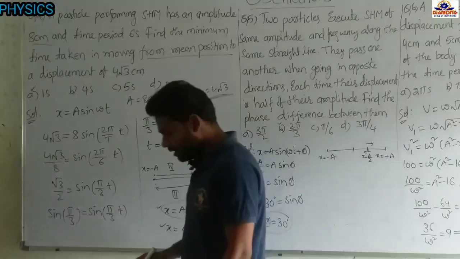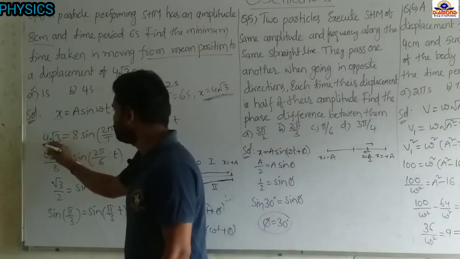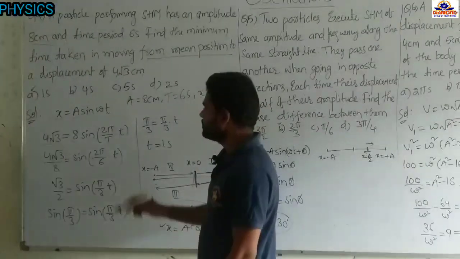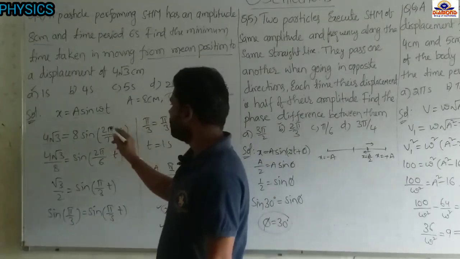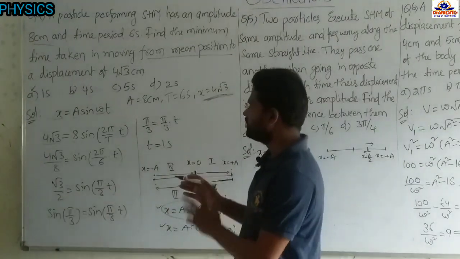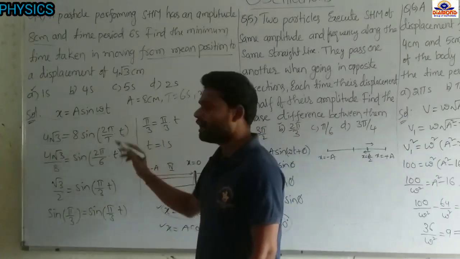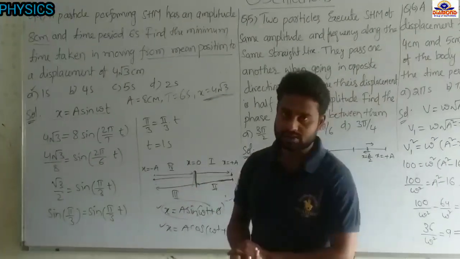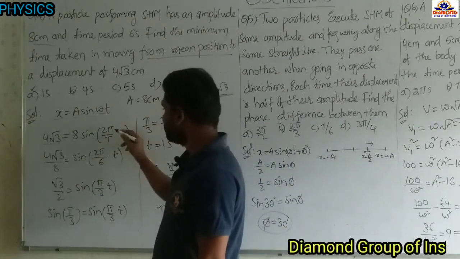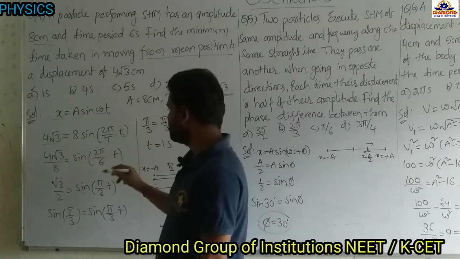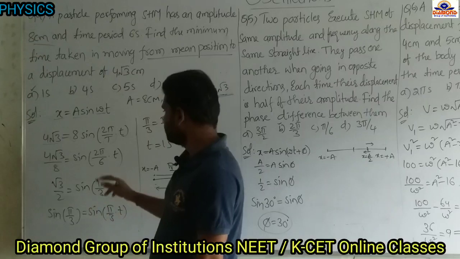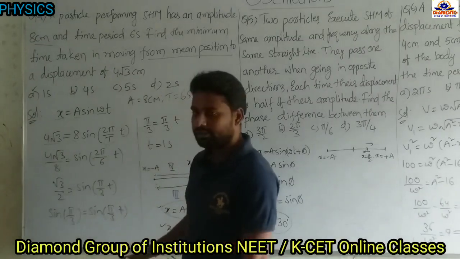Now see, displacement is 4 root 3 centimeters, amplitude is 8 centimeters, both are in centimeters only. Omega we already know, 2 pi by T into t. This capital T is the time period of the oscillation, and small t is the time it takes to reach displacement x. Now 8 goes to this side: 4 root 3 by 8 equal to sin(2 pi by T into t), with time period given as 6 seconds. 4 ones are 4, and 4 root 3 by 8 gives root 3 by 2, equal to sin of 2 pi by 6, which means pi by 3, into t.